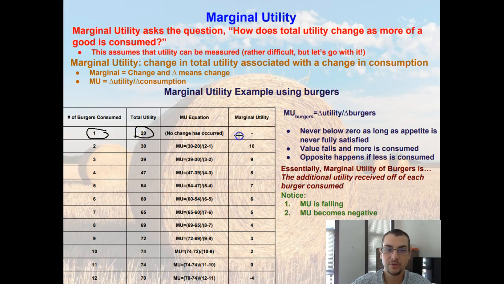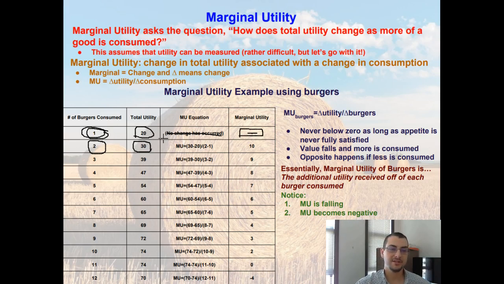Now, we can't really calculate marginal utility just yet because we haven't had a change in utility or a change in consumption. We've only consumed one burger, so we don't really have an equation yet. And whenever you're dealing with marginal utility, you always leave this first box blank. Now, you were hungry. You ate that first burger, and then you decided, I'm still hungry. I want a second burger. You eat that second burger, and your total utility now increases to 30 units. And you say, you know what? I really wanted that second burger, and it was pretty good.